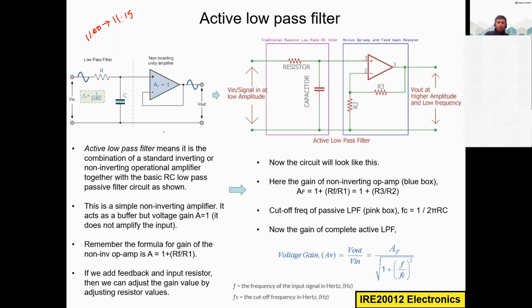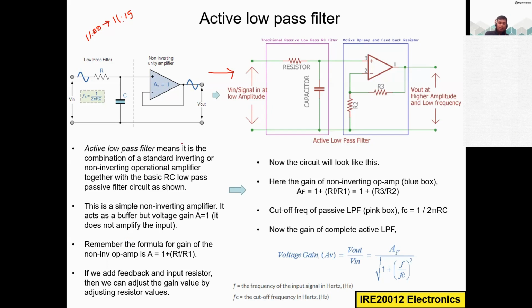Here we will see why this circuit got modified into this circuit. In this figure, you can see this is a simple non-inverting amplifier. We are giving the input to the positive, non-inverting input terminal. It acts as a buffer, which means the voltage gain of this buffer is equal to 1. Whatever input you apply to this operational amplifier will not be amplified at the output. You will get the same at the output.